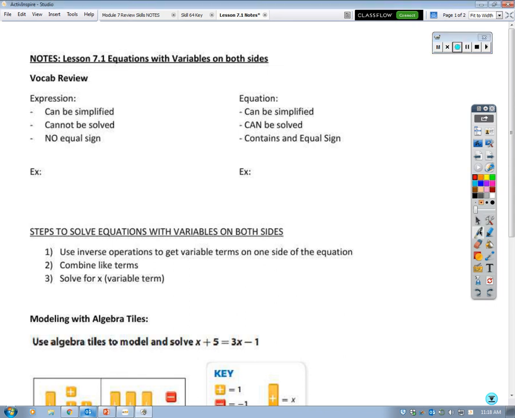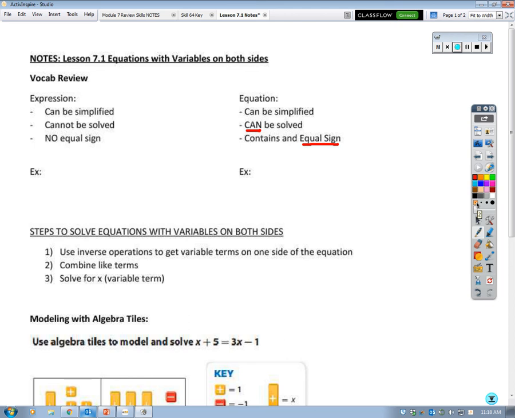It's important because the instructions will either have you write an equation, solve an equation, or write an expression, but you cannot solve an expression. So keep these things in mind as you go through. An expression can be simplified, but it cannot be solved, and there is no equal sign in an expression. An equation can be simplified, can be solved, and contains an equal sign. That lets you know that you can solve it.